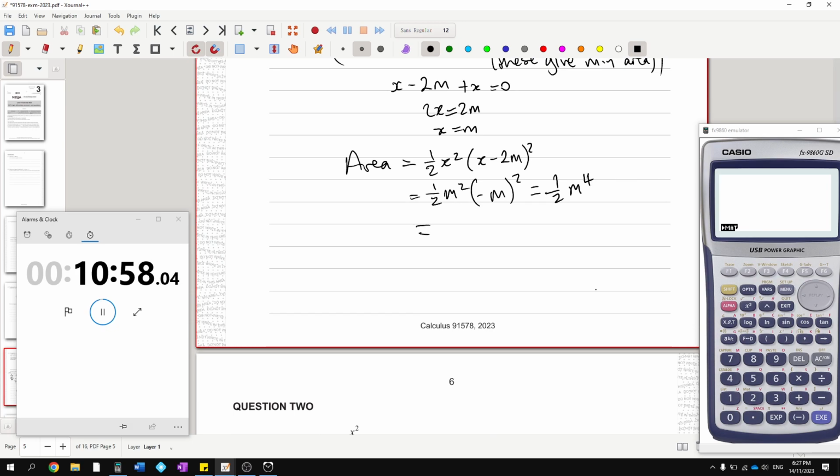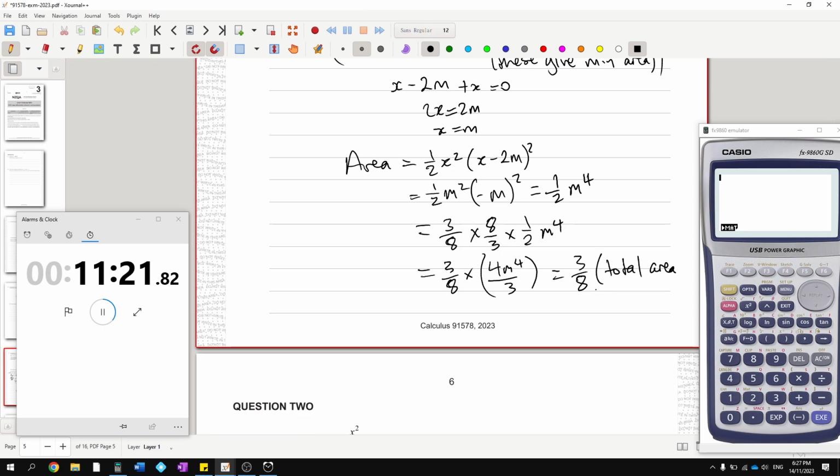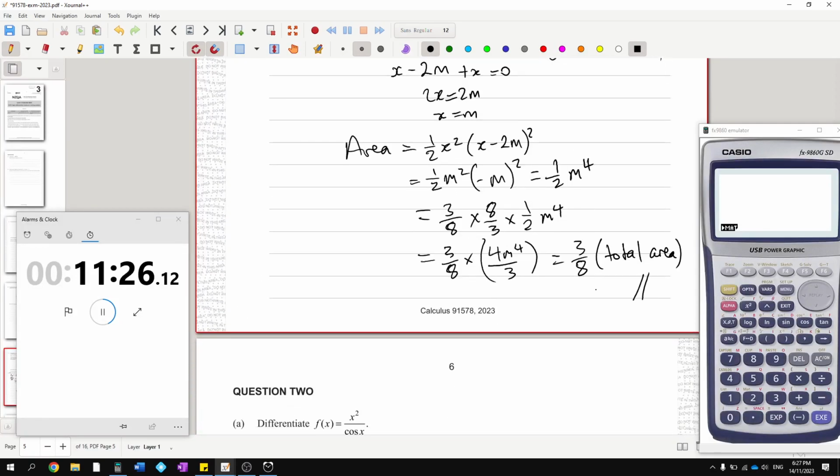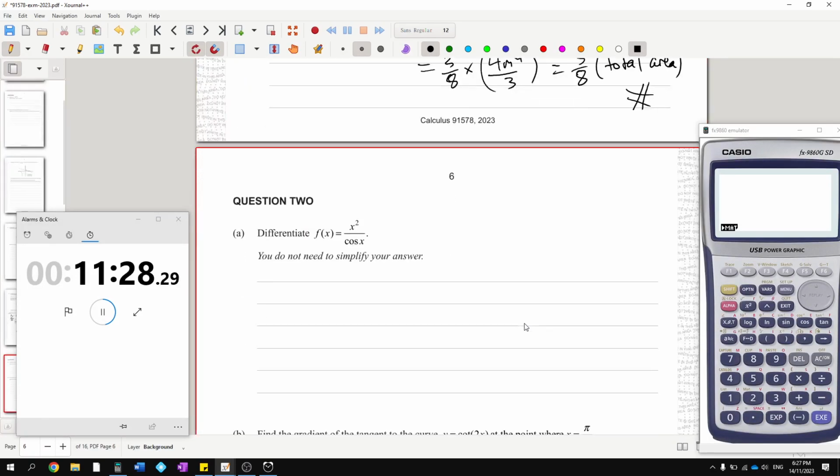Equals 3/8 times 8/3 times 1/2 m to the 4 equals 3/8. Now 8 over half is, half of 8 is 4, so 4m to the 4 over 3 equals 3/8 total area. Because it says, yeah, okay, so that should be fine.